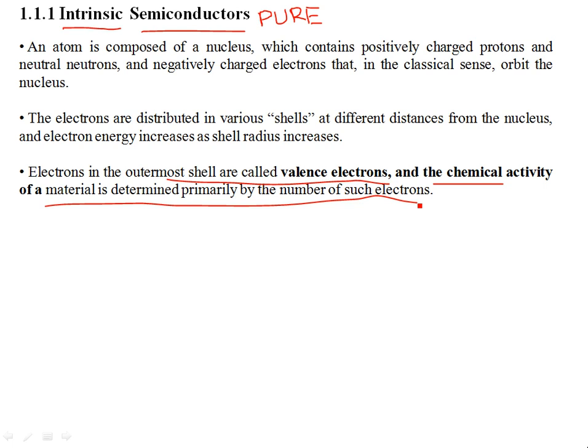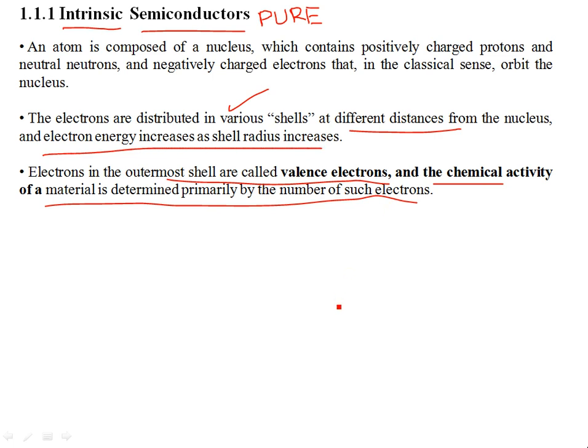For example, in order to obtain a stable octet configuration, they need 4 more electrons with other 4 silicon atoms. Okay, so that's how the crystal is formed. So you see, electrons are distributed in various shells, and they are at different distances from the nucleus, and the electron energy increases as the shell radius increases.